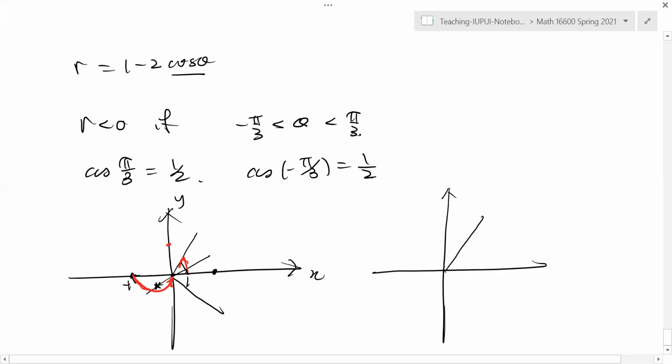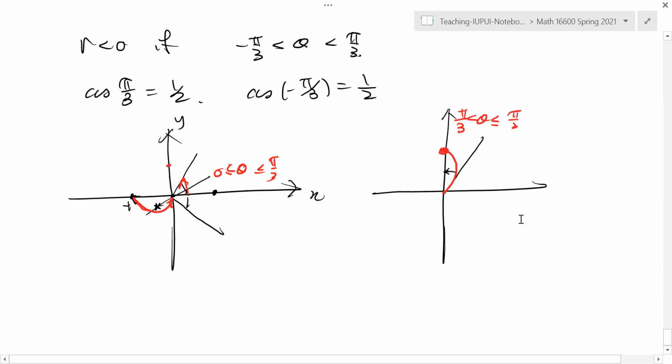For this portion, for the angle from here to here, my curve is the corresponding one, because r is always positive. So you get this portion. This is when theta is between pi over 3 and pi over 2. Here is when theta is between 0 and pi over 3. So you get this piece. You can put it all together.